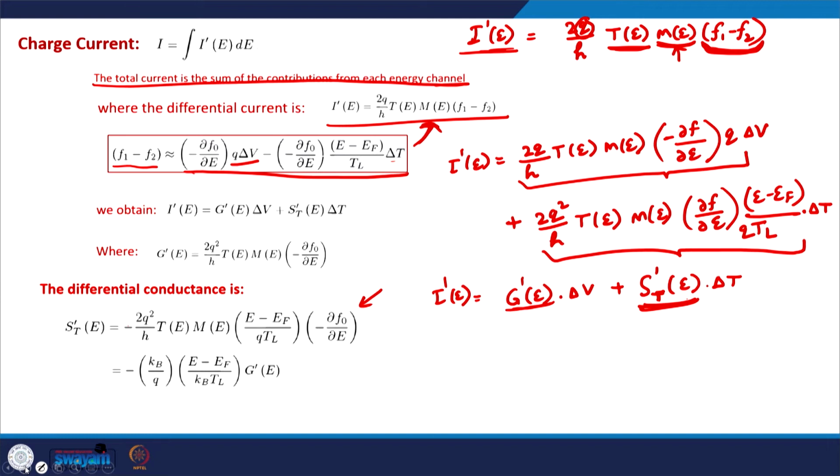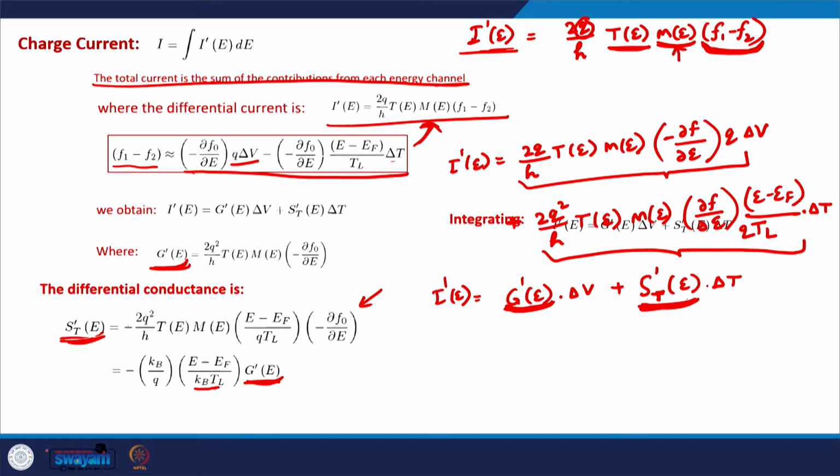So, this Seebeck coefficient S prime T E is given by minus K B by Q times (E minus E F) divided by K B T L times G prime E. So, even S prime T can be represented in terms of G prime E. Even this Seebeck coefficient is related to the conductance function or the differential conductance of the material.